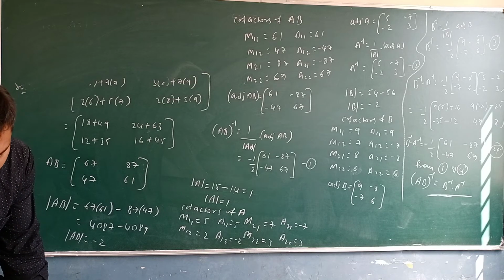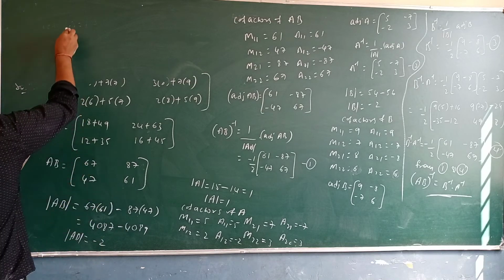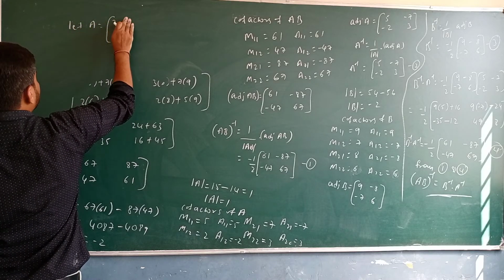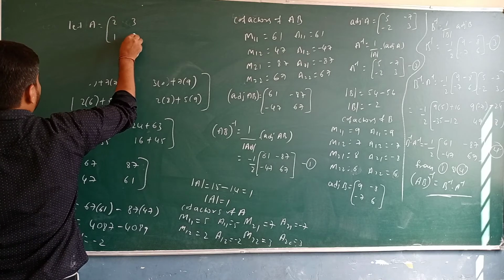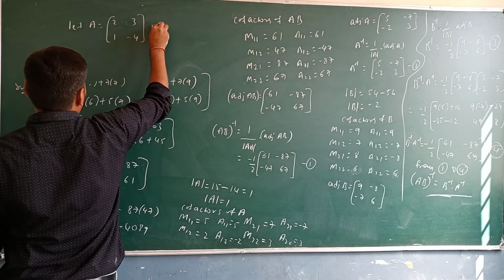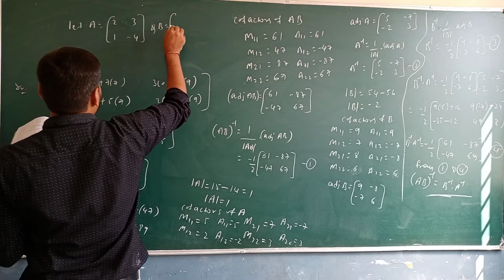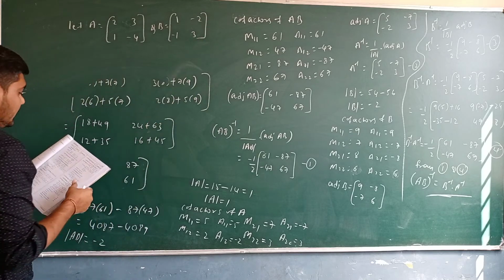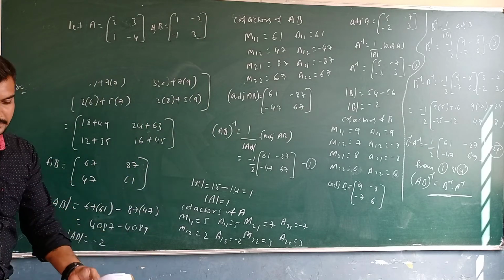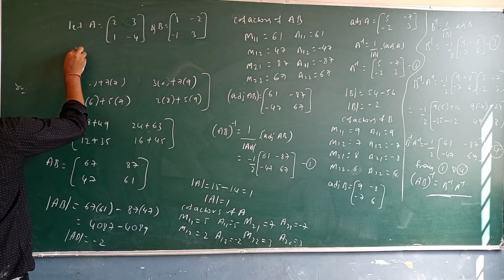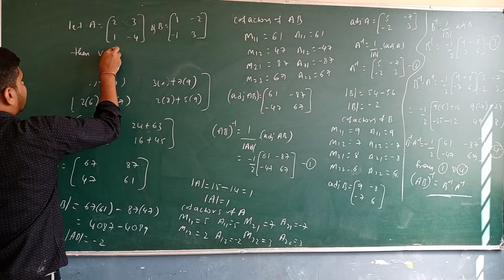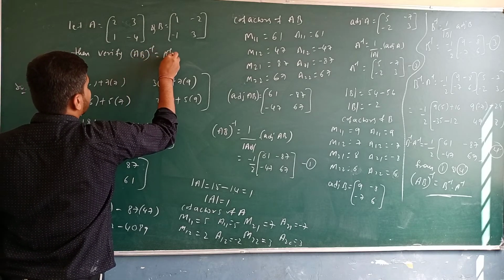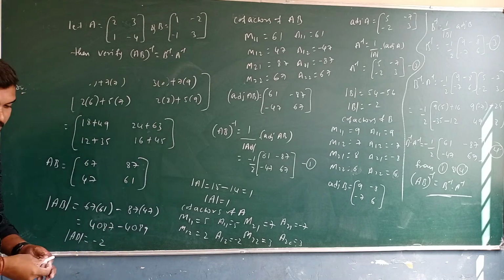So A is equal to [2 3; 1 -4] and B is equal to [1 -2; -1 3]. So verify that (AB) whole inverse is equal to B inverse into A inverse. Okay, this is similar to the previous one.